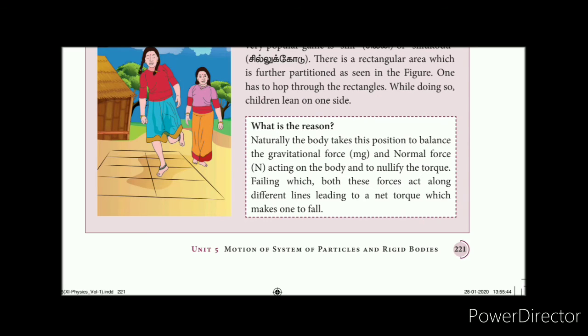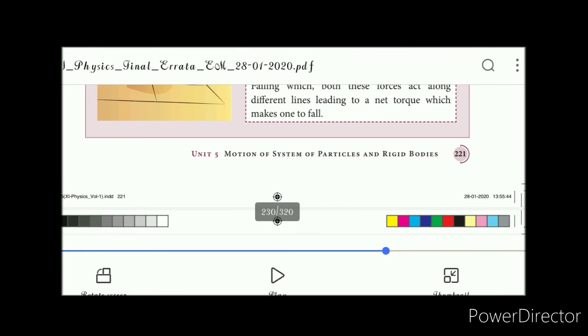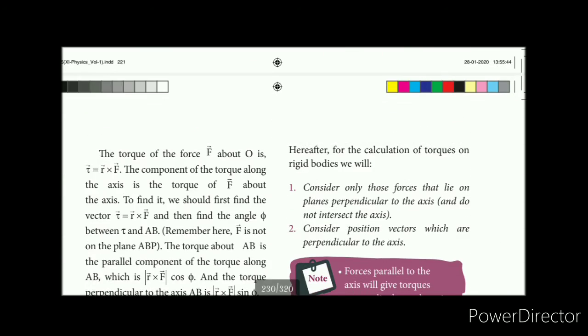When someone suddenly becomes unconscious, why is he falling down? This is the torque. Certain forces will be acting, so the center of mass will be displaced. When the center of mass is no longer supported, the gravitational force will produce a torque effect, so that person will fall down. This leads to the net torque, which makes one fall.